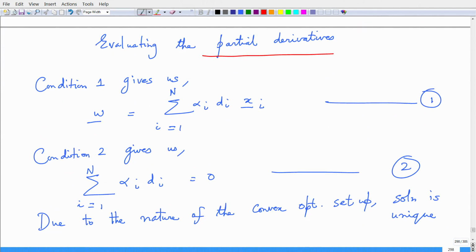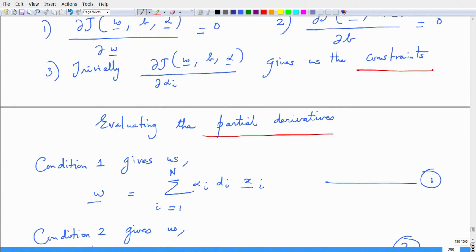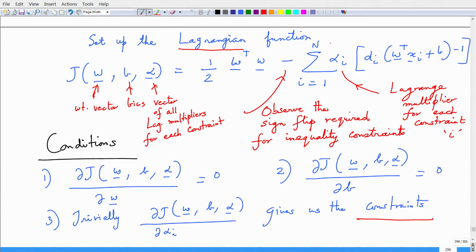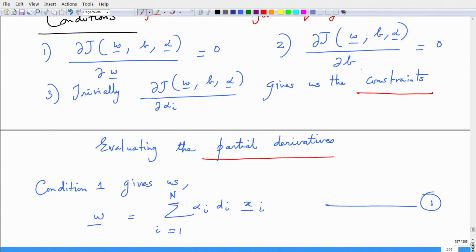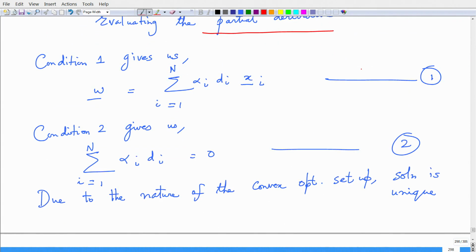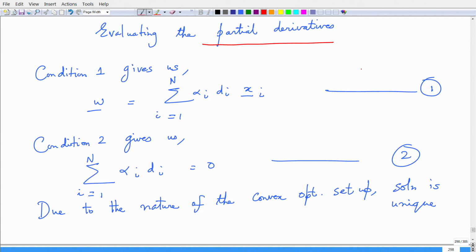Condition 2 gives me, when I take the derivative with respect to the bias, I just have to focus on the coefficients that stick before b, and they are alpha i and d i, and what I land up with is the summation i equals 1 to capital N alpha i d i equals 0, right. That is my condition 2.